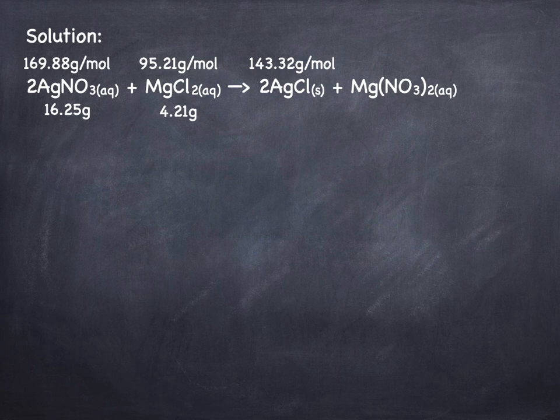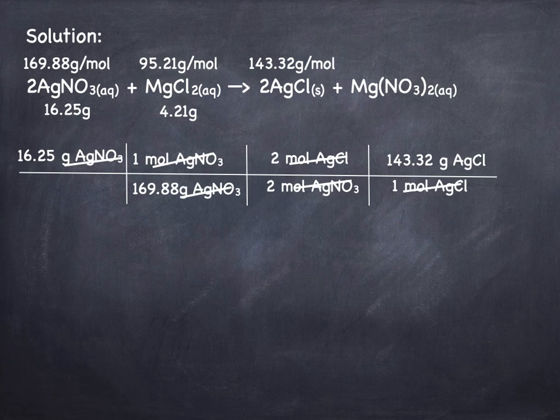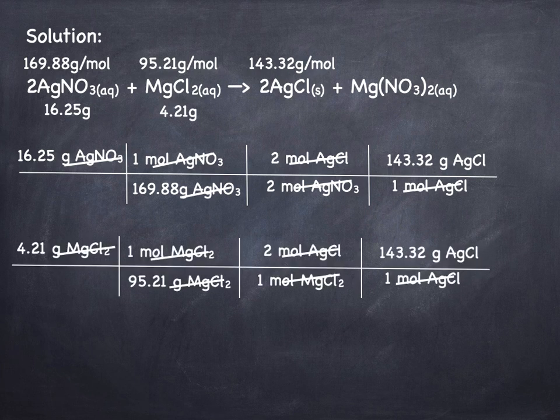Again, if you didn't get this far, or if you set the problem up differently and you want to pause the video, see if you can set up the game boards and get the calculations, then you can do that now. So here is your first calculation. Grams of silver nitrate. Molar mass is going to take us to moles. Our mole ratio is 2 to 2. And then converting back to grams of silver chloride.